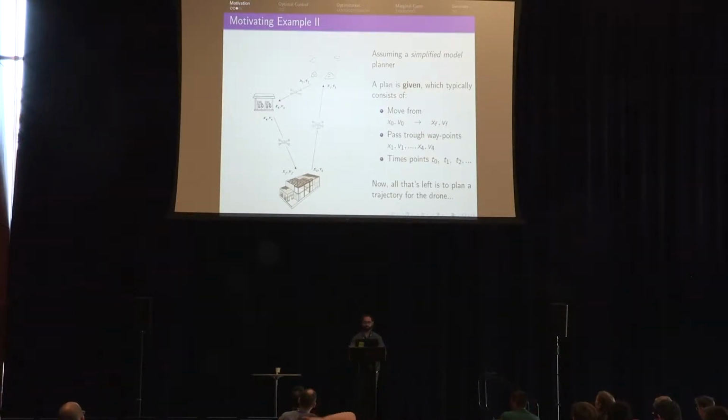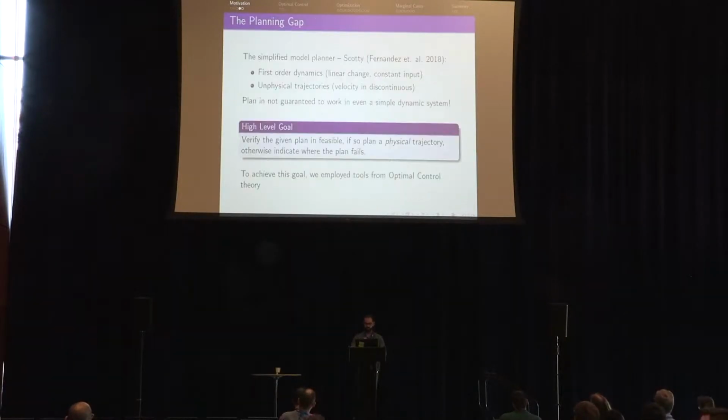For the sake of this talk, we assume we have a planner, a simplified model planner, that can give us a plan based on a simple dynamic model. I will focus on the continuous part of the plan, which is basically just a sequence of continuous values of variables. For the drone problem, it is just move from point A to point B to point C to point D, and we need to plan a trajectory for the system between these points. Sounds simple enough, but not.